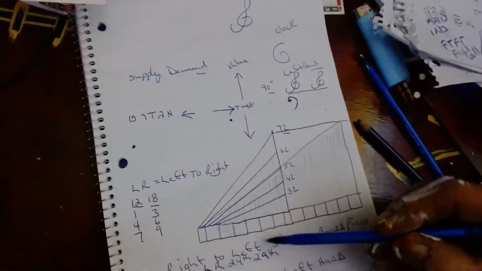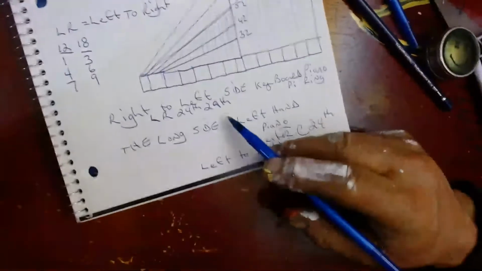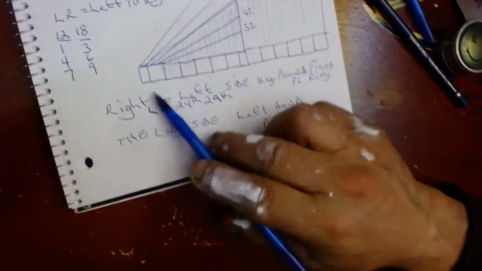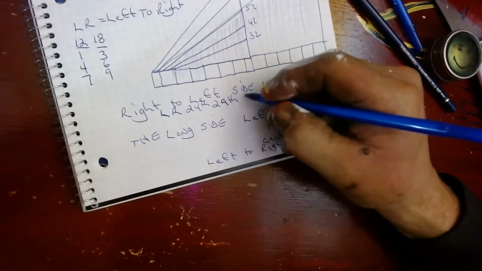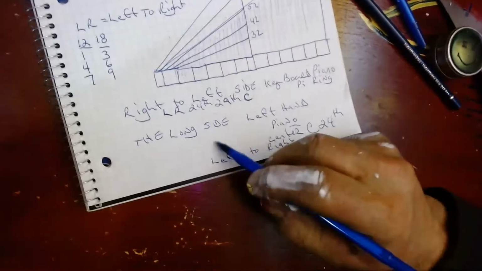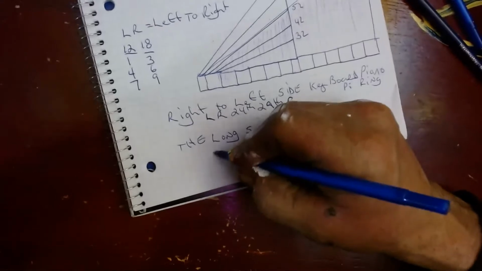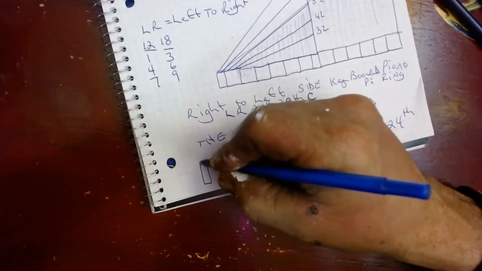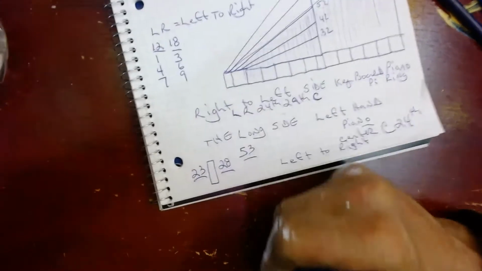So right to left on the piano, the center C is the 24th key. And from right to left on the piano, sorry, right from here to here on the piano, the 29th key is center C. And from the left to right, the 24th key is center C. Total is 53. Electric company. They come together on the same key. Otherwise, it's 23 and 28.